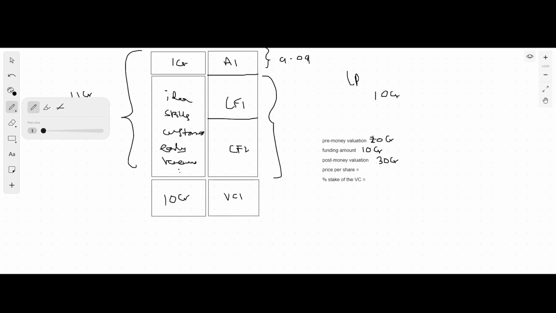We know that the pre-money valuation is 20 crores. The funding amount is 10 crores, which makes the post-money valuation 30 crores. So we'll change this now, remove all of this. We'll make it 20 CR. We'll say that the VC has put in 10 CR, which makes the total valuation 30 CR, right?